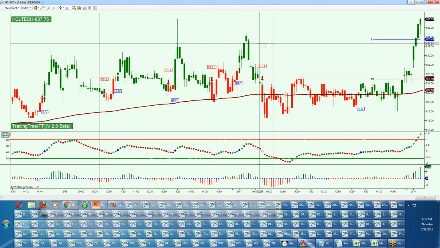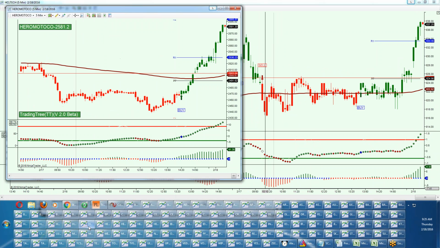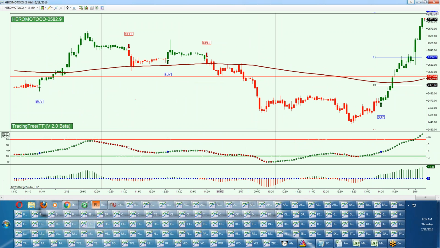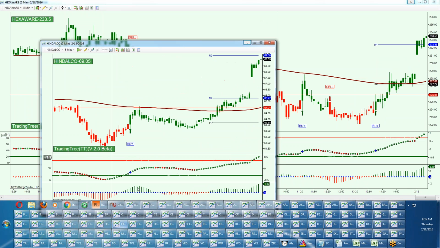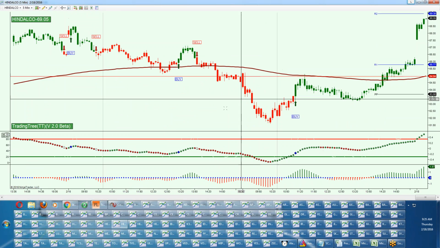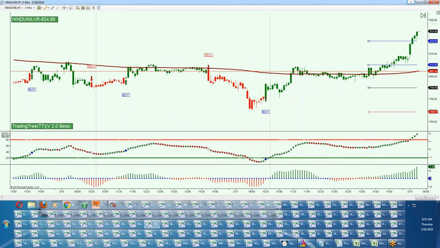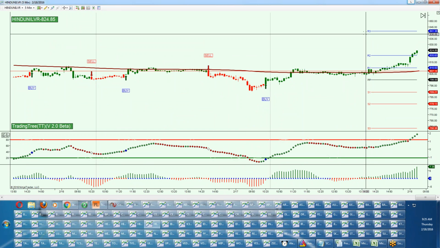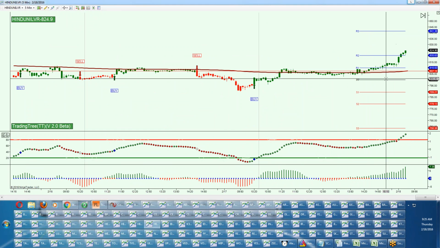HCL Tech is a pretty good call. And same thing with Hero Moto, Hexaware. Hindalco is doing good, green. It's in Petro. Next level for Hindalco could be somewhere around 830, 835, 840. So you keep trailing your stop losses and keep going up.